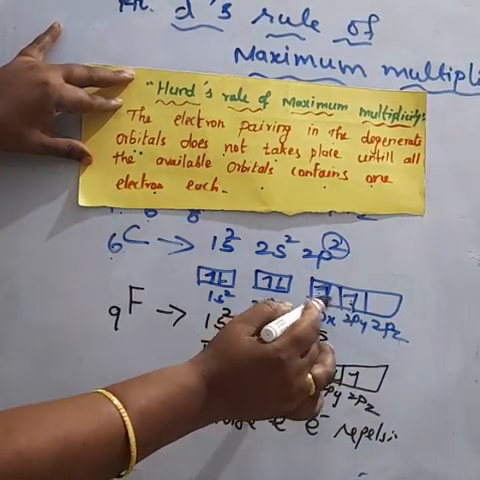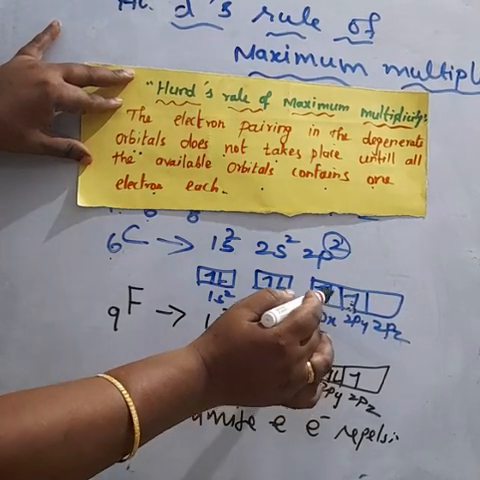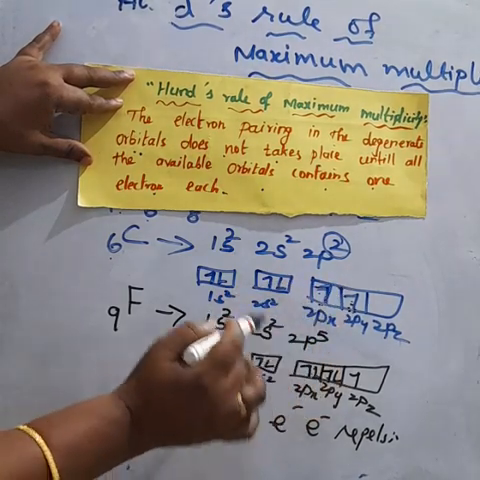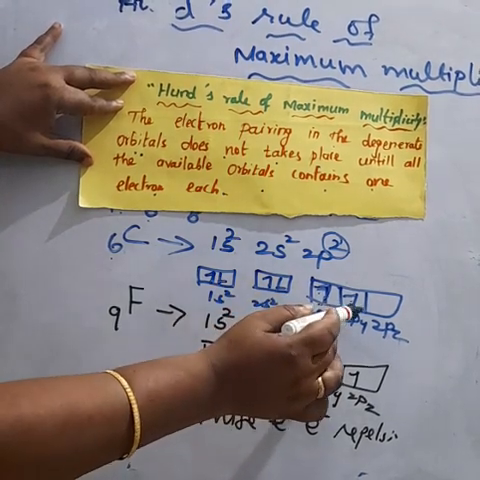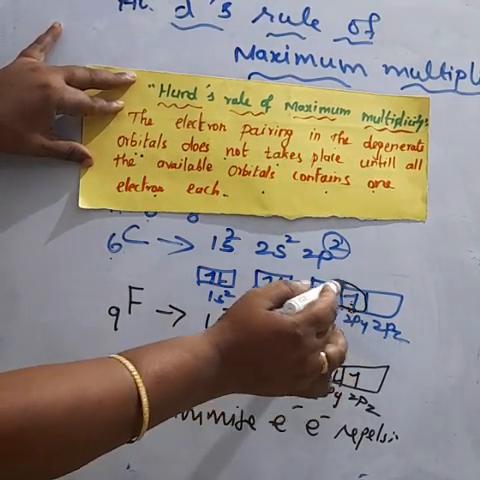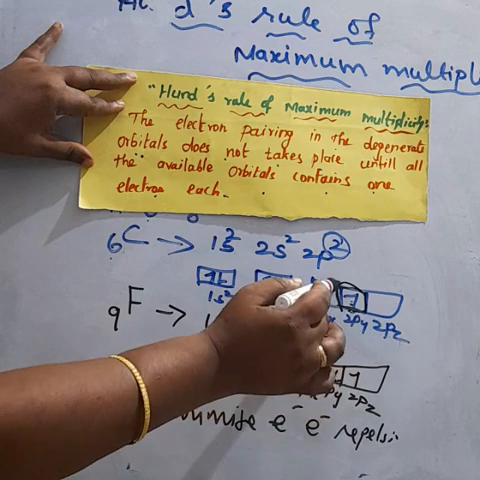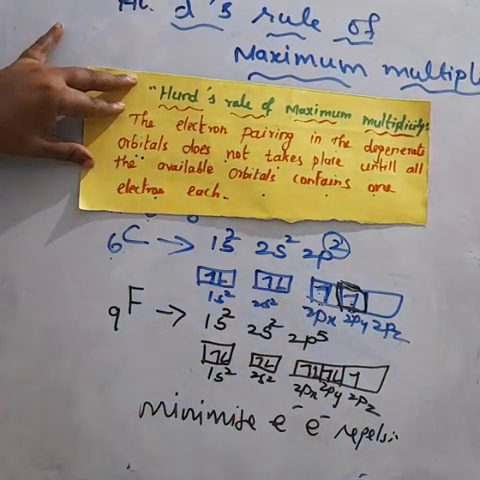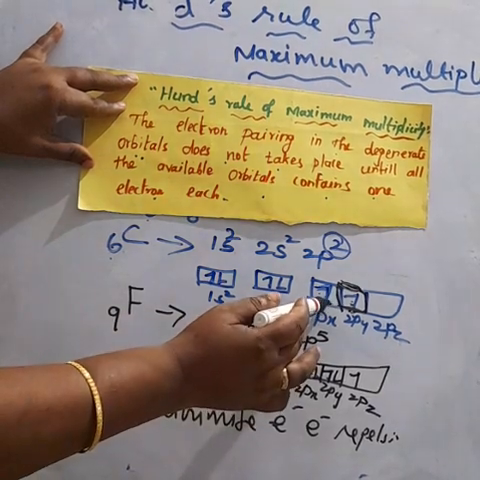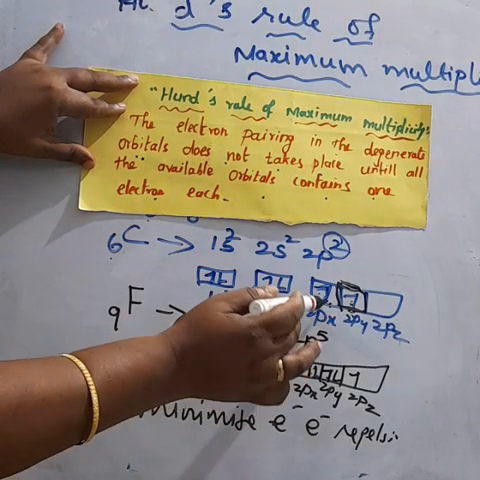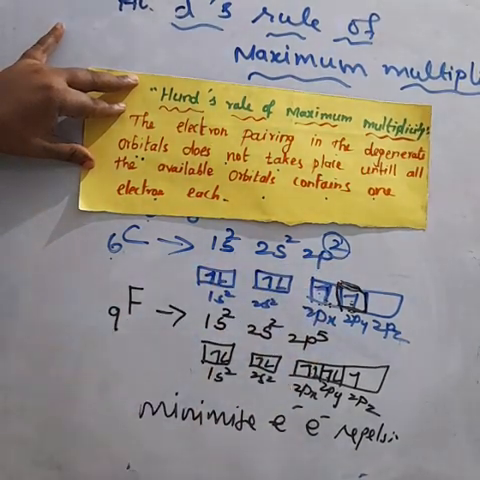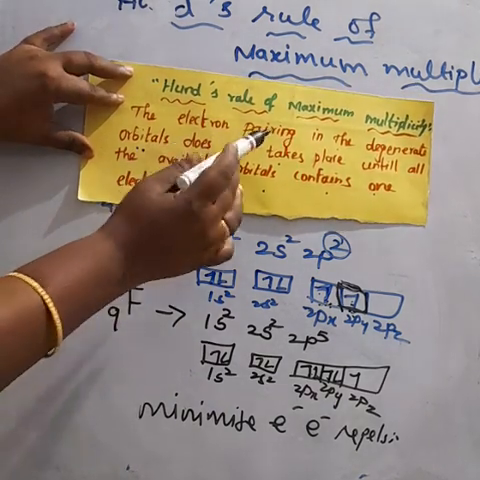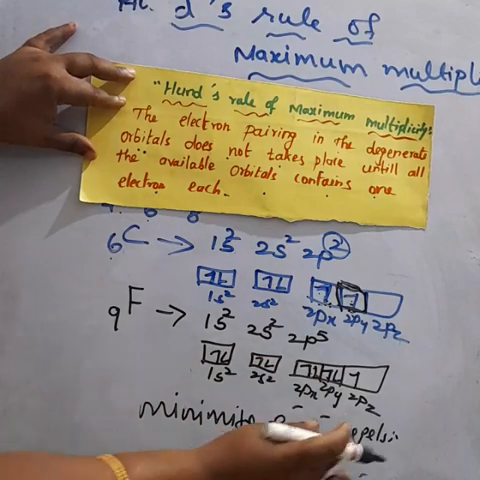Okay, the 6th electron enters the unoccupied 2py orbital, as per Hund's rule. This is Hund's rule. It does not get paired with the 5th electron already present in the 2px orbital. It does not get paired because of the electron repulsion.